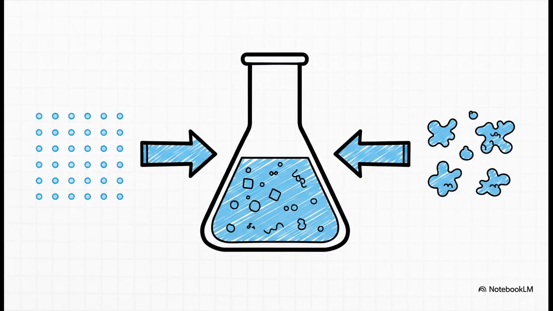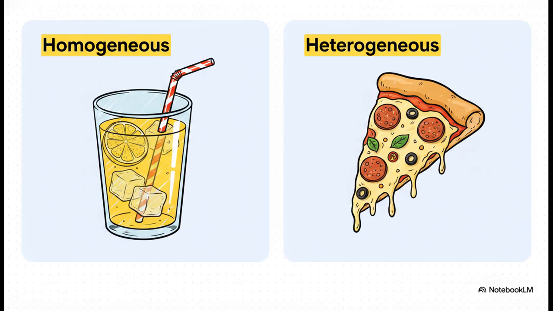Here's the secret. Not all mixtures are created equal. In the world of chemistry, we basically sort them into two big categories. And once you get these two, you're well on your way to becoming a kitchen chemistry genius. Okay, don't let the big words scare you. They actually tell you everything you need to know.